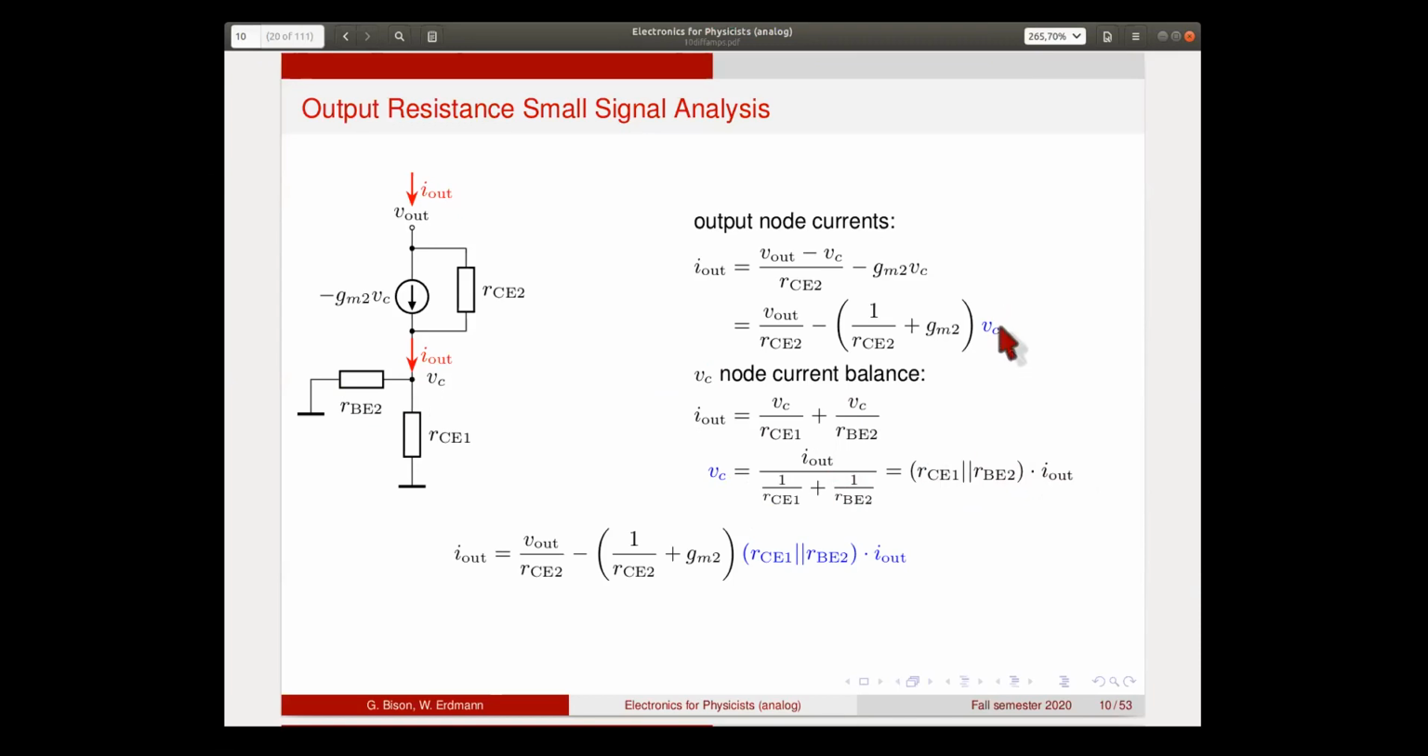So now we can eliminate VC, and then we're left with something that contains only I out and V out. So I out is V out over RCE2 minus this factor here multiplied by this term. Now we need to sort the terms, and then we have our relation between I out and V out. This is done here. We have all the terms containing V out on the left-hand side and all the terms containing I out on the right-hand side, and this will give us the ratio of V out over I out.